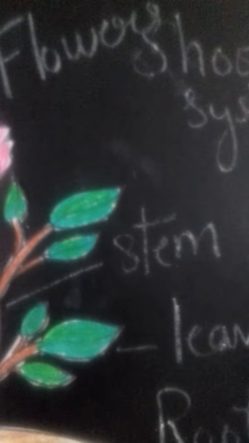As we have seen, the shoot system consists of stem, leaves, flowers, fruits. These all parts perform different functions. Let us study about stem.